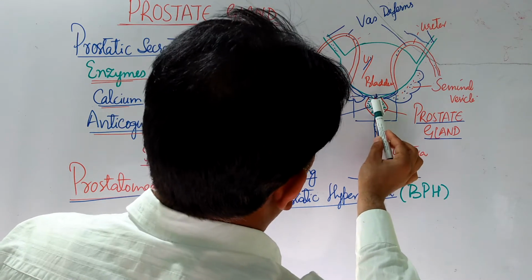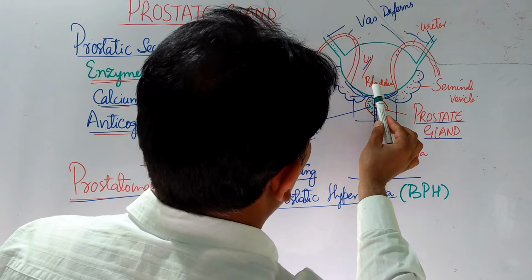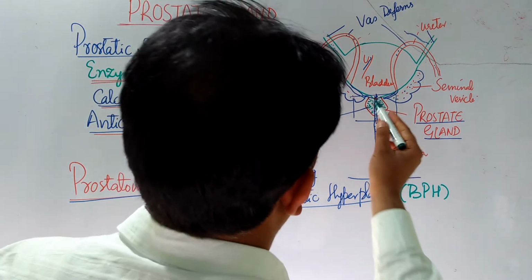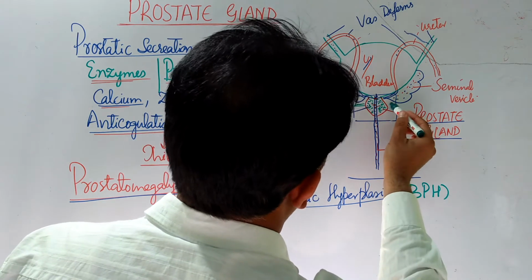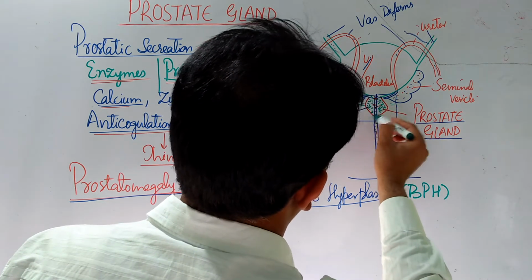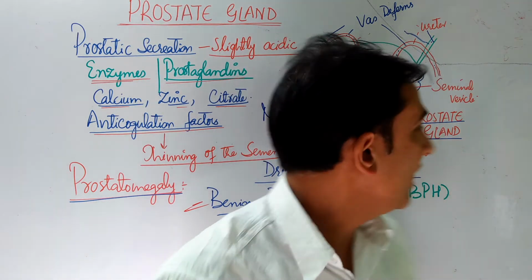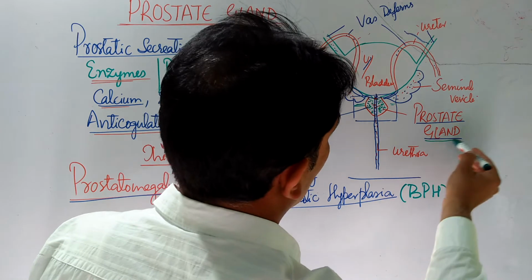Now this is the area where the urethra basically emerges out from the urinary bladder. So this is the base of the urethra. At the base of the urethra, you will see the urethra is surrounded by a gland which we call the prostate gland. This prostate gland is basically a muscular gland.